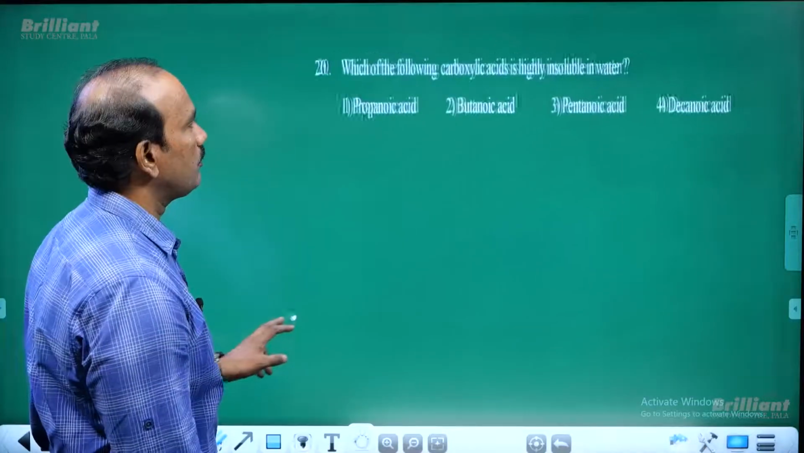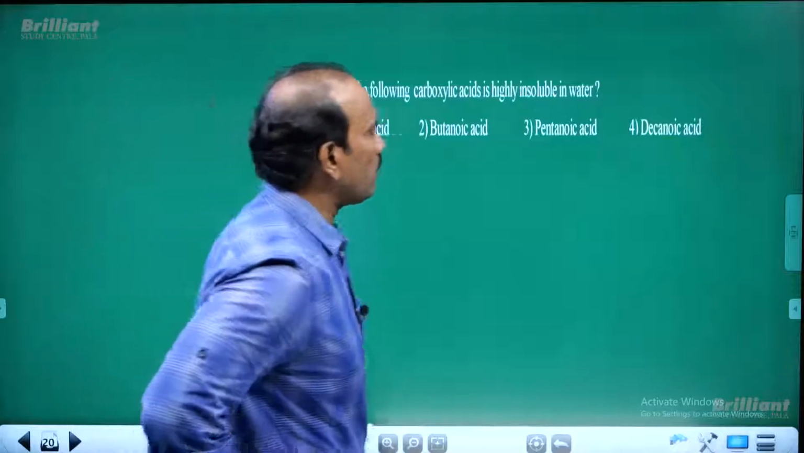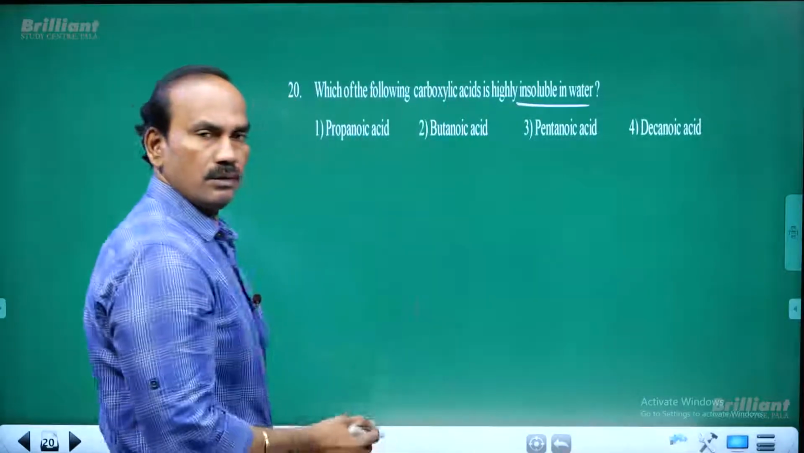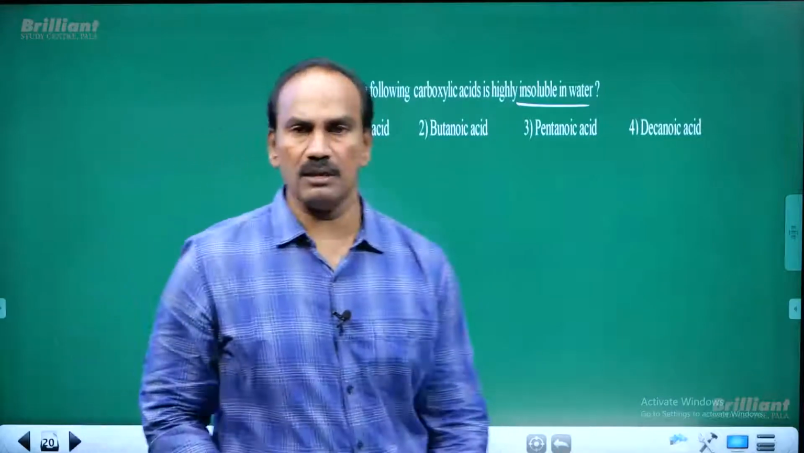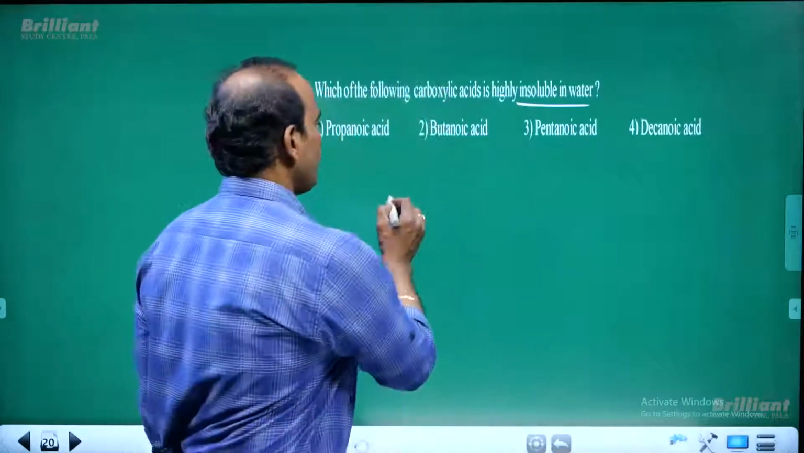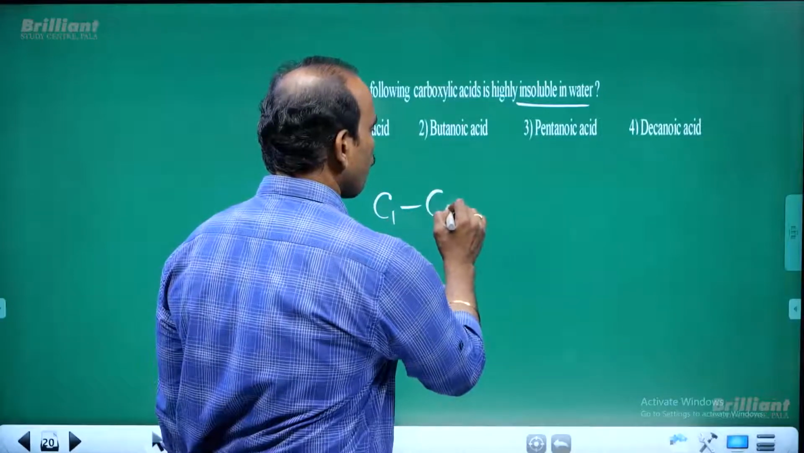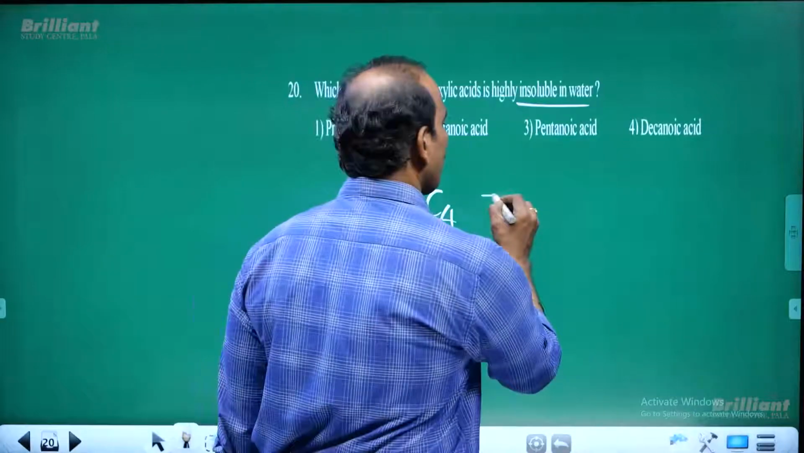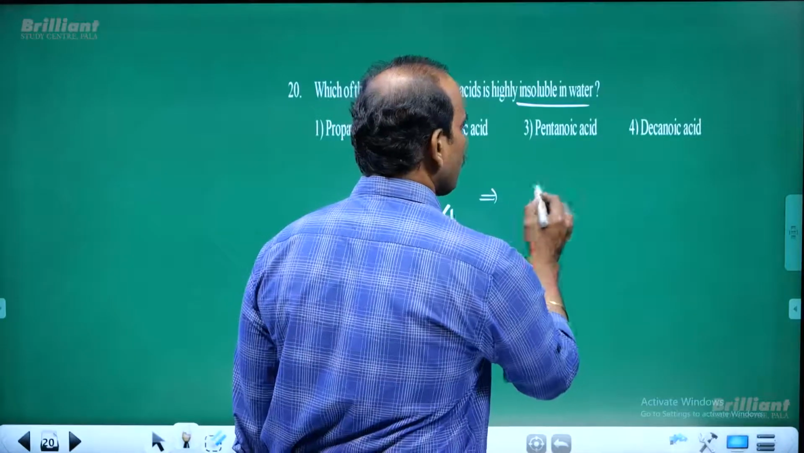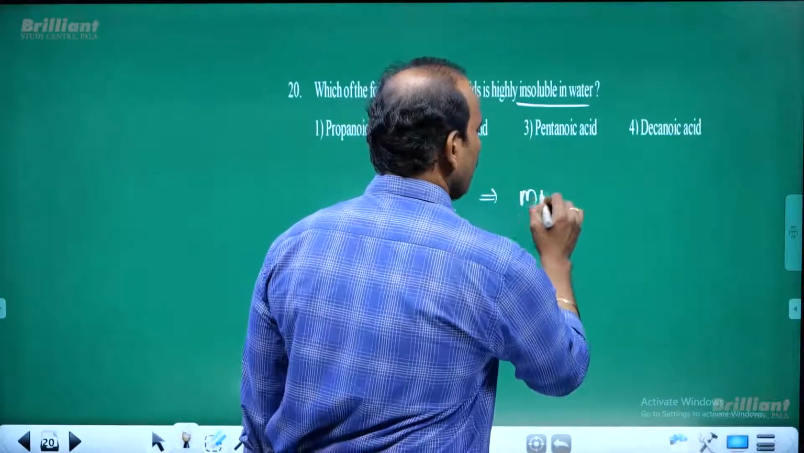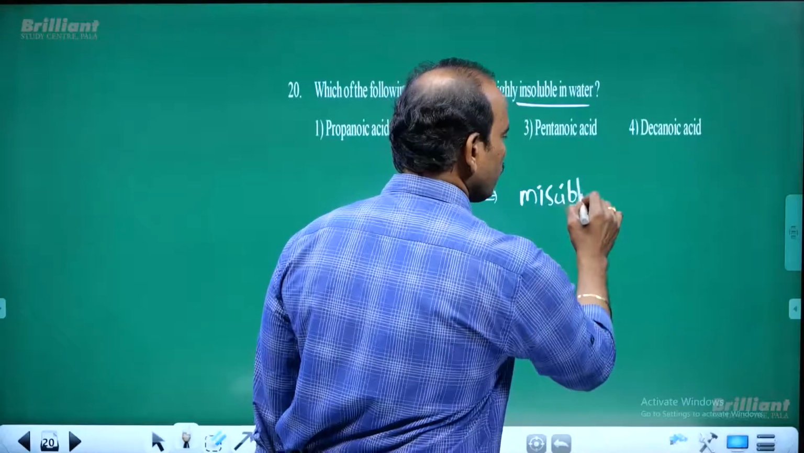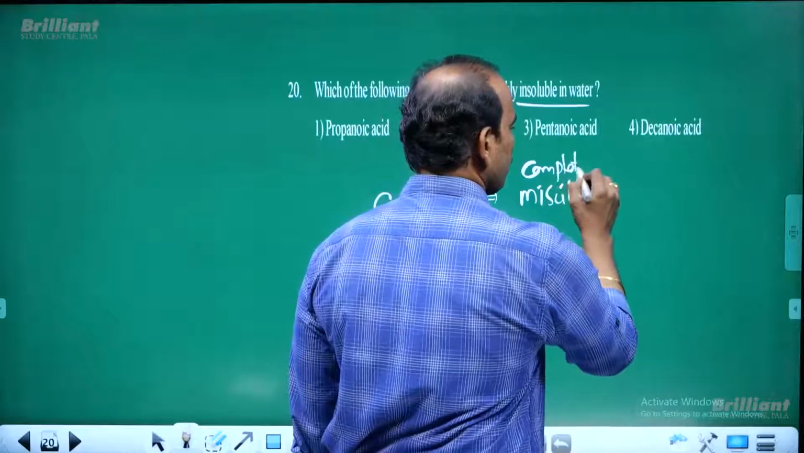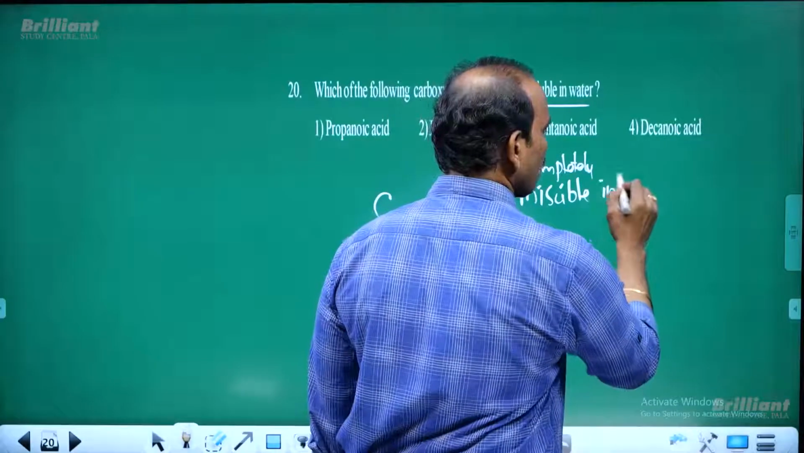Next one. Which of the following carboxylic acids is highly insoluble in water? Insoluble. Generally, lower carboxylic acids, C1 to C4, formic acid to butyric acid, are completely miscible in water.